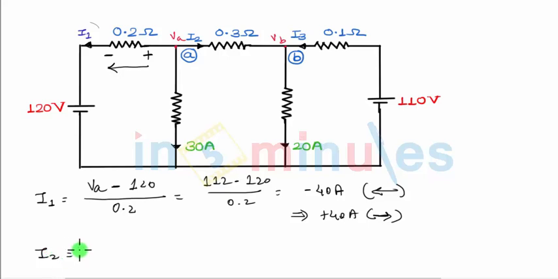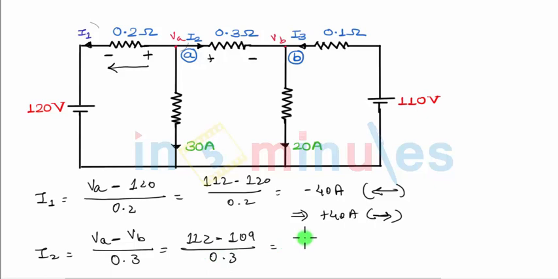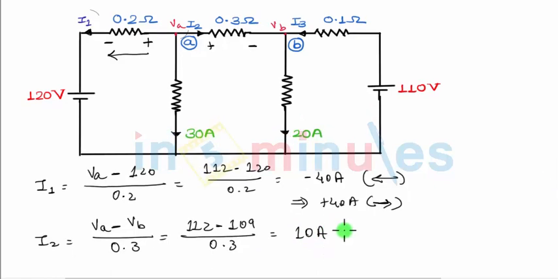Let's write down the expression for I2. I2 is flowing towards right, so the polarity of the voltage will be plus on the right, minus on the left. On the positive polarity side, we have voltage VA. On the negative polarity side, we have VB. So it's VA minus VB divided by the resistance, which is 0.3. VA is 112 and VB comes to be 109, and if you divide by 0.3, I2 comes out to be 10 amperes. And that 10 amperes is with the given direction, which is towards right.